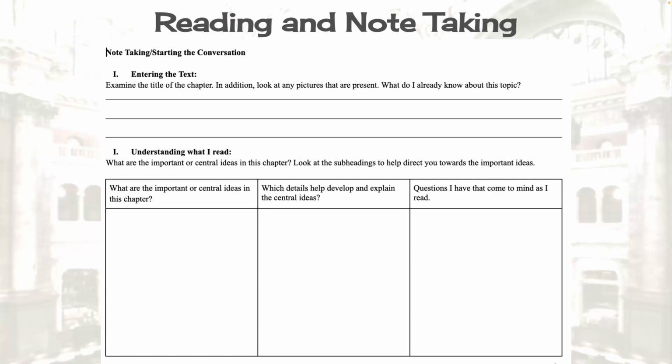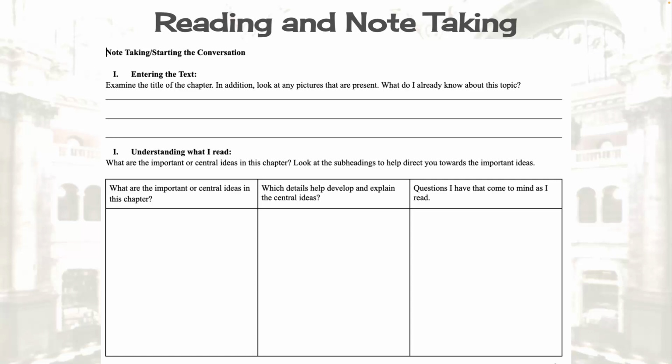Again, that gets us to the next part, understanding what I read. What are the important or central ideas in the chapter? And then the key is to look at the subheadings to help direct you towards the important ideas. So in the first column, any important or central ideas in this chapter. The easiest way to do that when you're reading, say, a U.S. history textbook is to write any of the subheadings. So you've got your chapter title, and then you've got all the different headings. I would write those in the first column.